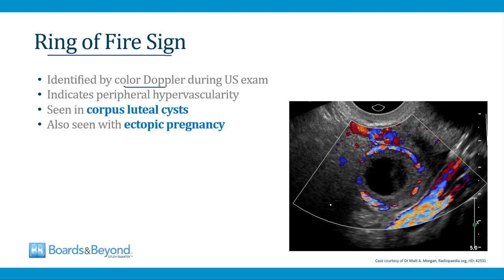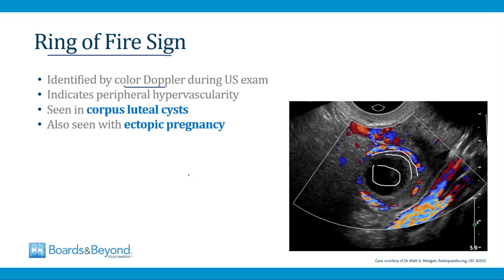Shown on this slide is an image of a corpus luteal cyst. So this is the cyst. It's a black fluid-filled structure. It has a thicker wall compared to the wall of a follicular cyst. And then all this color in the wall indicates blood flow. That's peripheral vascularity, and that's a classic finding in a corpus luteal cyst. It's called the ring of fire sign.